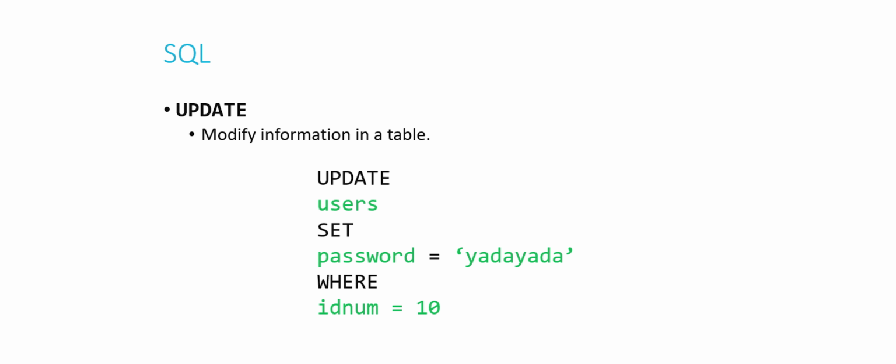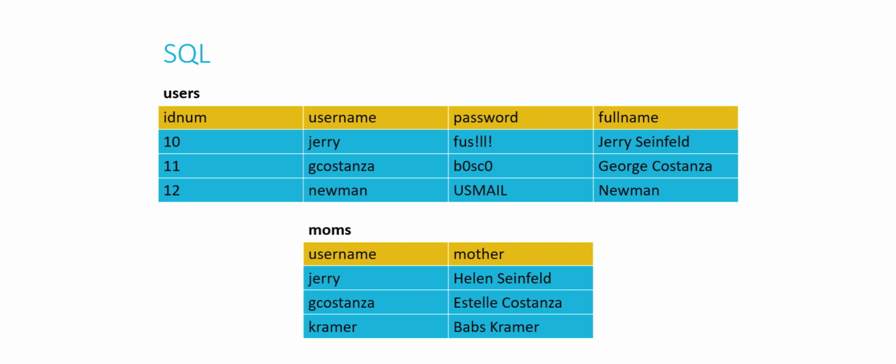So for example, I want to UPDATE users SET password = yada yada WHERE idnum = 10. You can probably guess what's going to happen here. We're going to find the row whose ID number is 10, and we're going to update the password there from Fusilli to yada yada. Pretty straightforward.